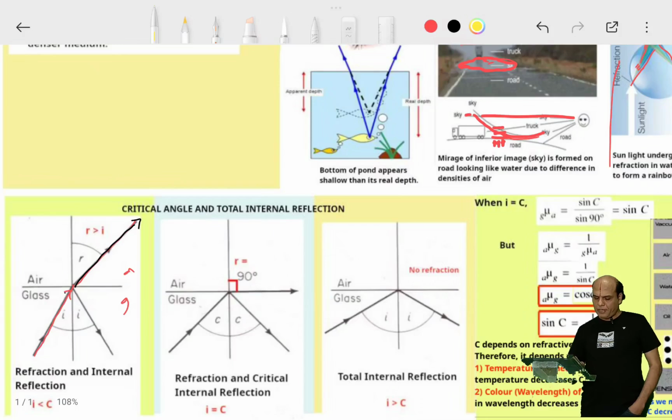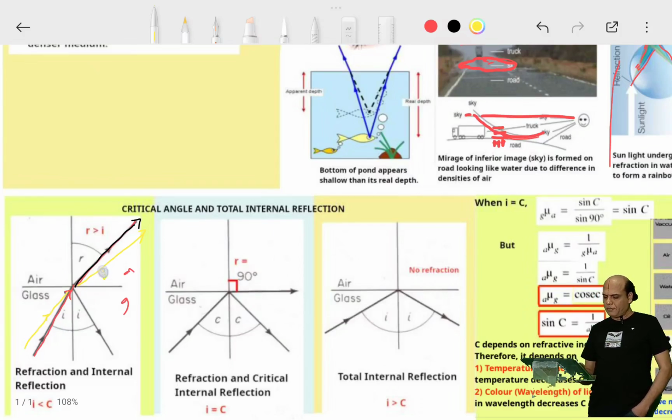Now what will happen if I increase the angle of incidence? Suppose I take the angle of incidence like this. So the refracted ray also gets displaced further. So if I go on increasing the angle of incidence, the refracted ray moves towards the boundary. And at a certain angle of incidence, the refracted ray follows the boundary of the two media. Or in other words, it makes an angle of 90 degrees. That is, the angle of refraction would be 90 degrees.